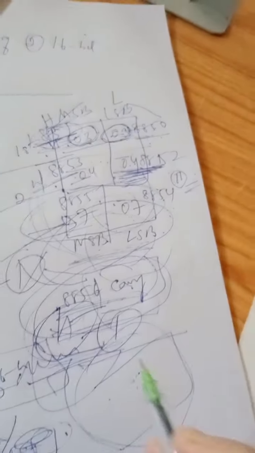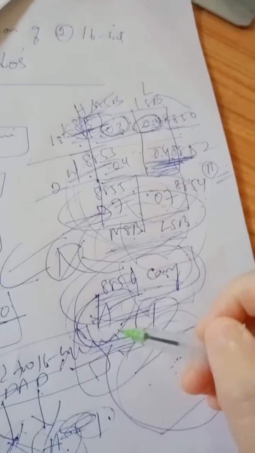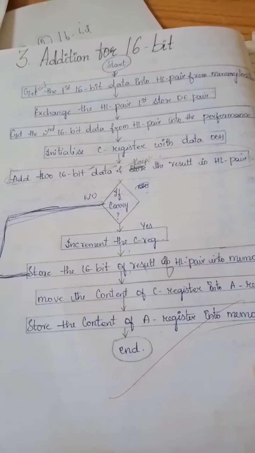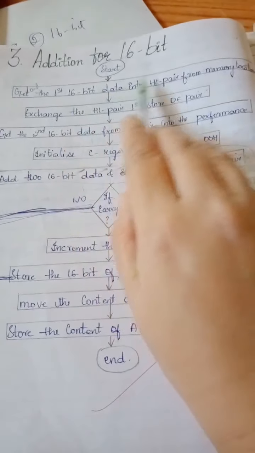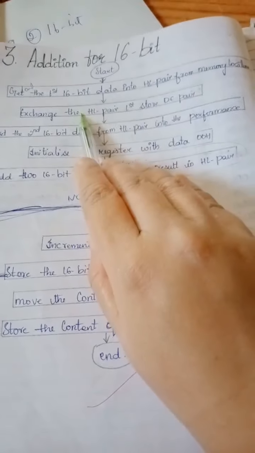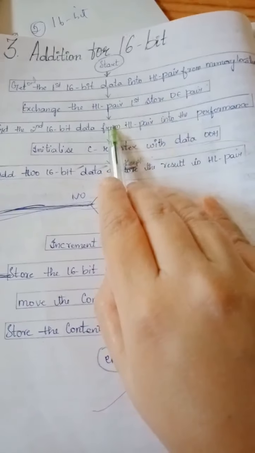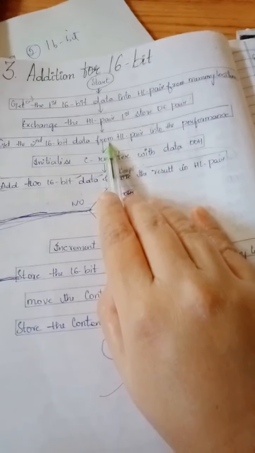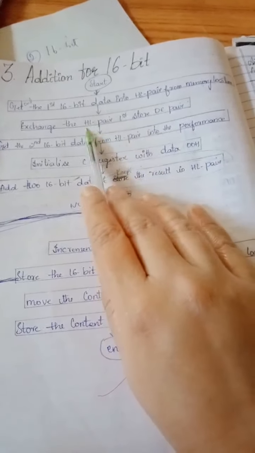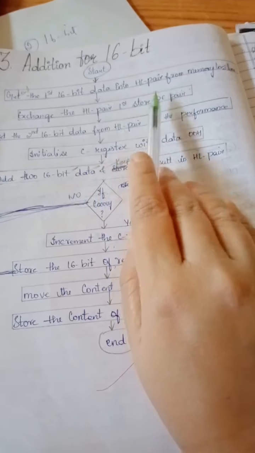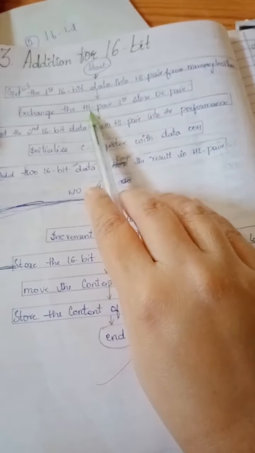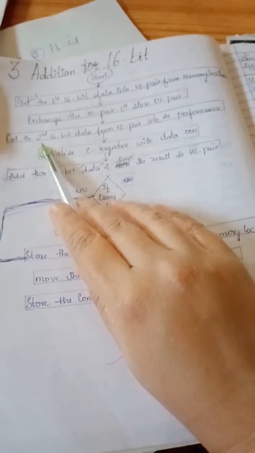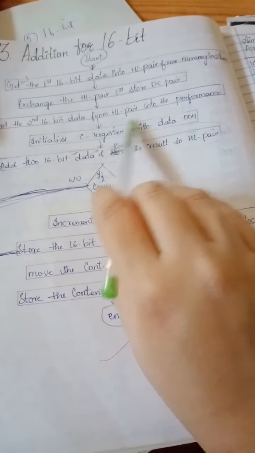So here we are adding the numbers in 16-bit and the result is also stored in 16-bit. Next, first you can see this algorithm. We load the 16-bit data into the HL pair from the memory location and exchange the data with the DE pair, because the HL pair can only be exchanged with the DE pair. Then we load the second data from the second memory location. Why do we exchange the data from the HL pair to the DE pair? Because the HL pair should be empty so that we can load the second data from memory.